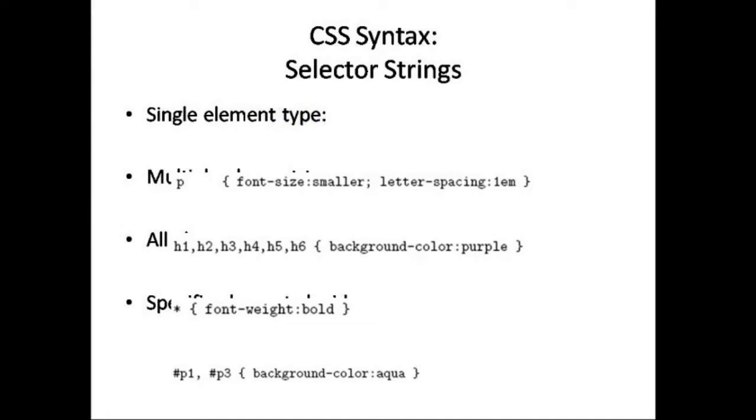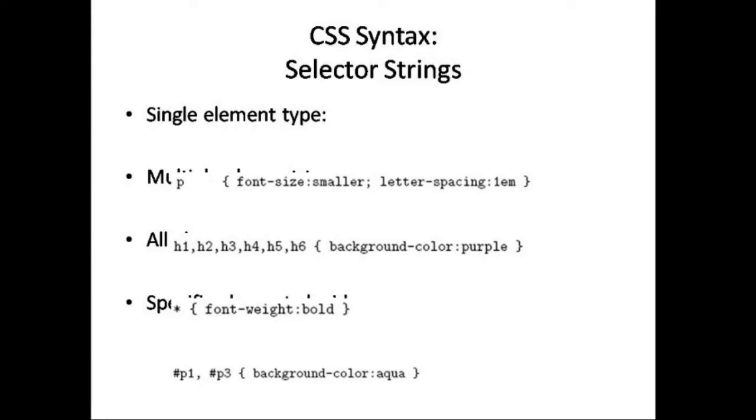Now what are the selector strings? Single element type, that is, suppose there is a font size smaller, letter spacing. Then h1: if you have to provide for all headings, suppose we want to provide the background color to be purple, then we can write h1, h2, h3, h4, h5, h6, and within curly braces we'll provide the style background color purple. So this will give the purple color to each and every heading inside your HTML document.